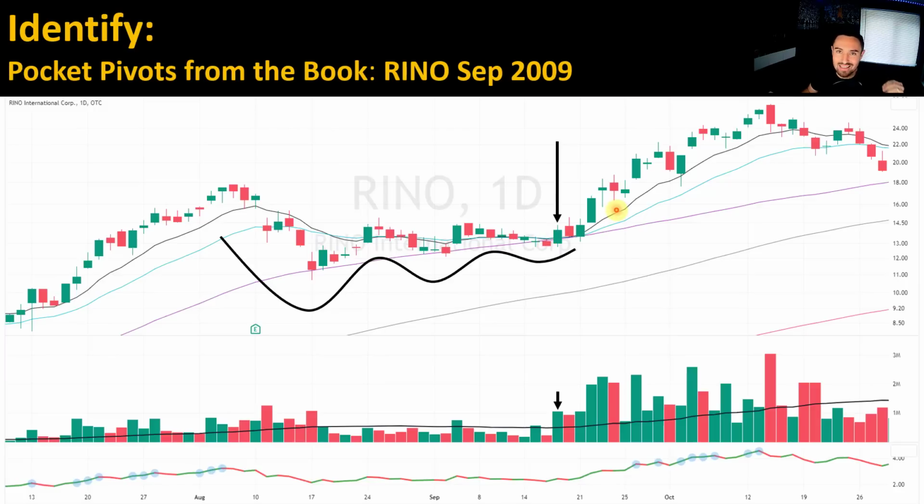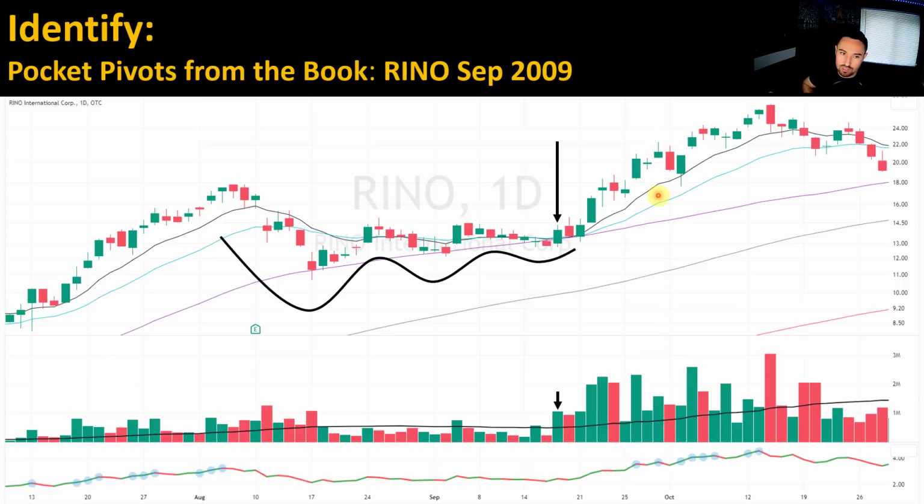Black line, 10-day EMA. Blue line, 21-day EMA. Purple line, 50-day simple moving average, SMA. Grey line is the 100-day SMA, and the red line down here is the 200-day SMA. They're going to be consistent upon all the charts that you see. So the 3 most important moving averages to be paying attention to are the black line, 10-day EMA, blue line, 21-day EMA, purple line, 50-day simple moving average.